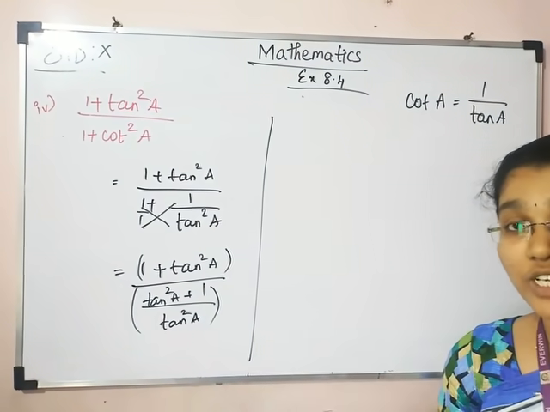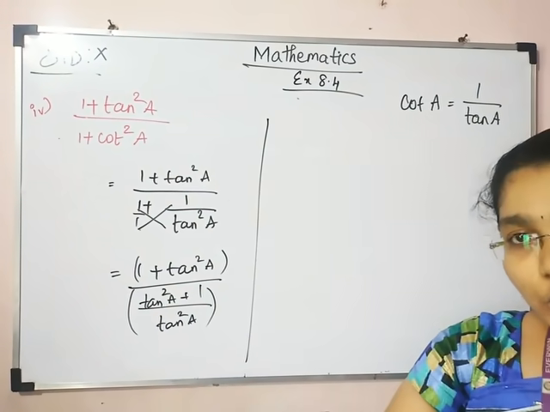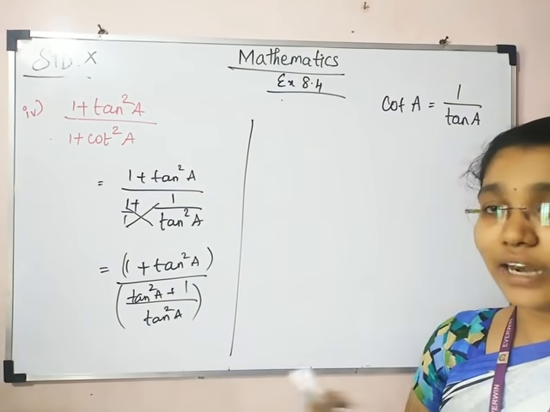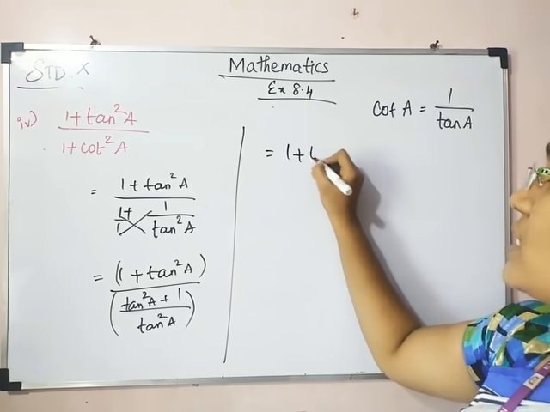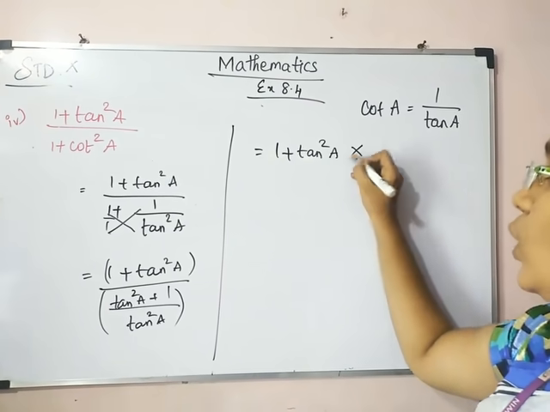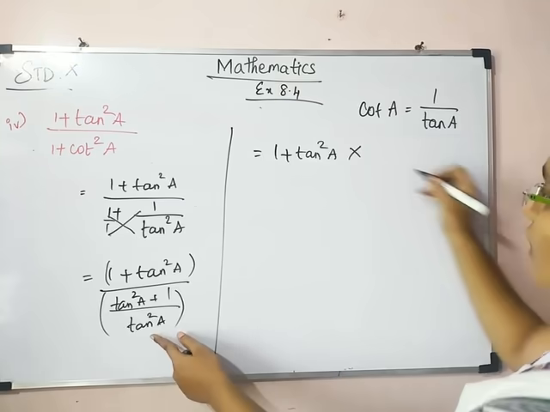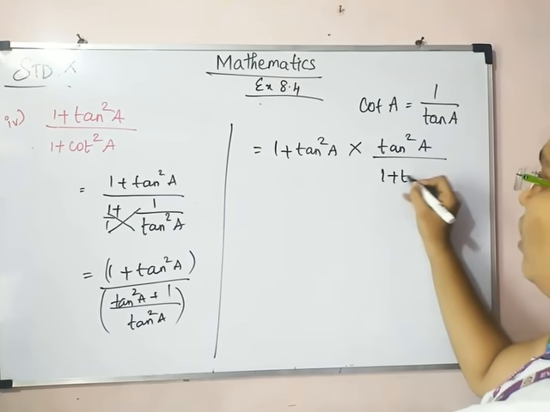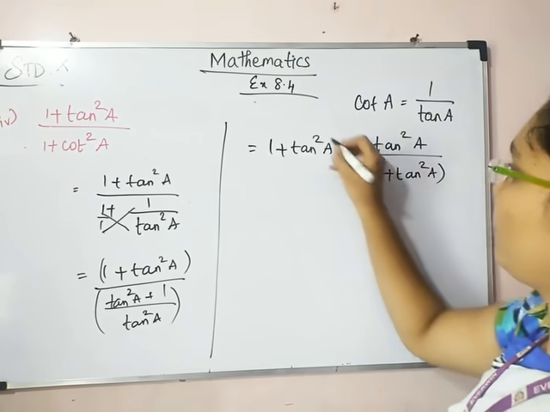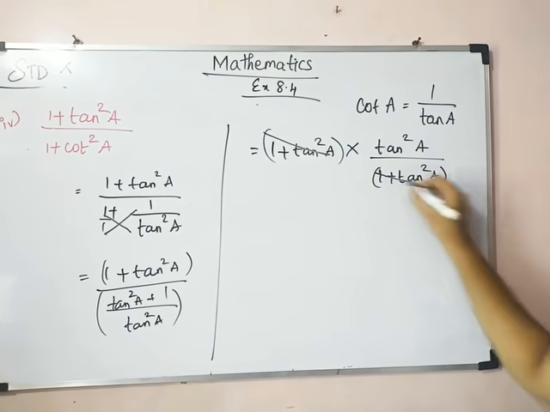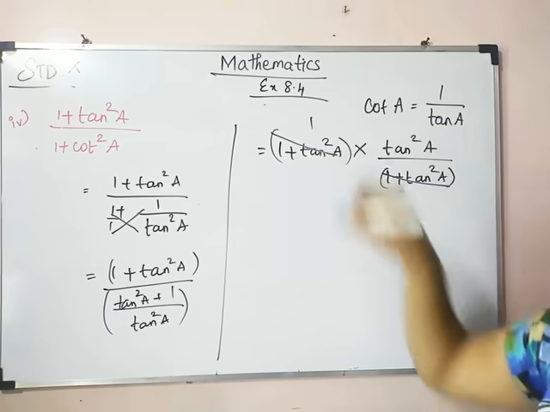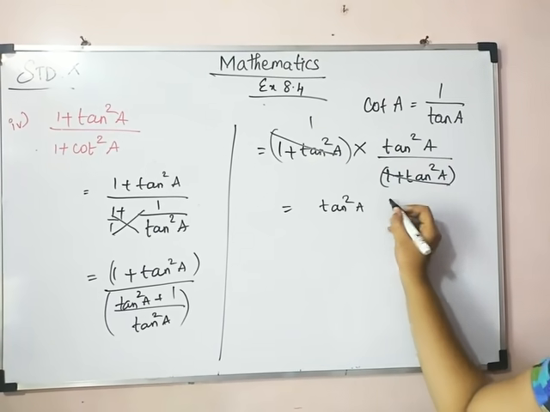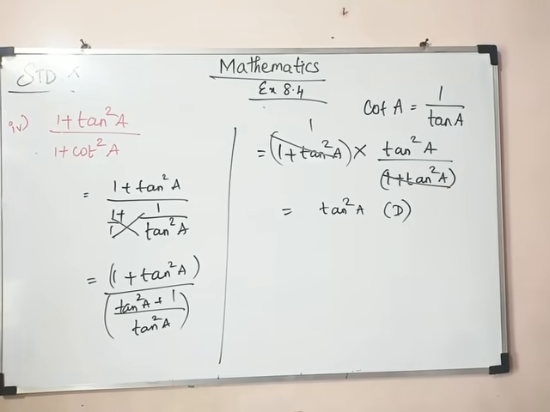Both are in division, so the division should be converted into multiplication. What will happen? The second term automatically will get a reciprocal. So now 1 plus tan square A into, if reciprocal, this will come in the numerator, tan square A, divided by this will come in the denominator, 1 plus tan square A. Can we cancel 1 plus tan square A, 1 plus tan square A? So what will happen? This will become 1. So 1 into tan square A, tan square A. This is option D, which is given in your textbook.